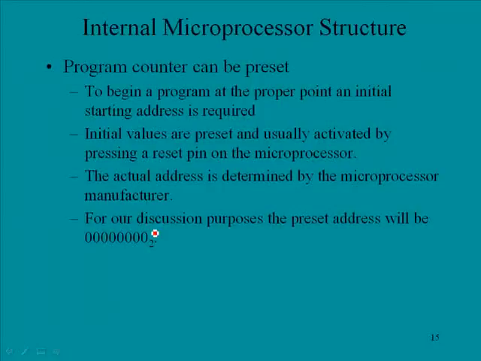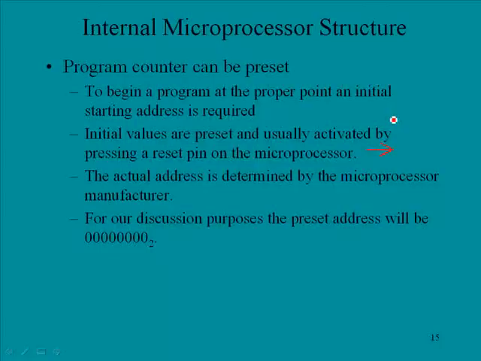Okay, internal microprocessor structure. The program counter can be preset. To begin a program at the proper point, an initial starting address is required. Initial values are preset and usually activated by pressing a reset pin on the microprocessor. This is kind of like if you have a PC and you press the reset button or the start button, the computer starts up. But you might notice that it doesn't start up on the operating system. It starts by executing the information in ROM.